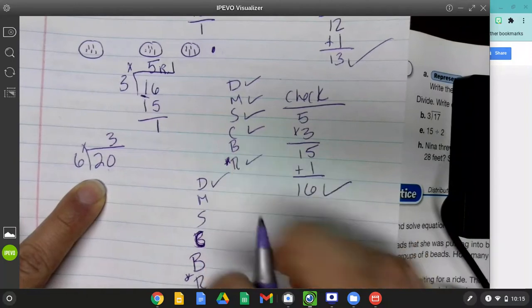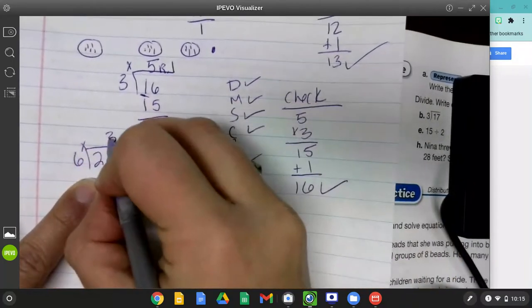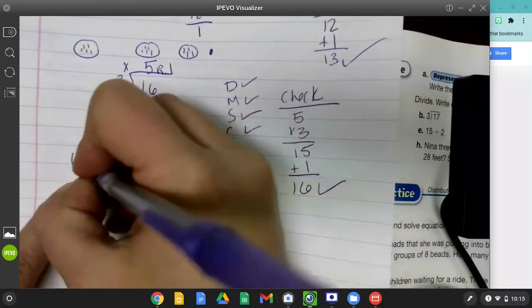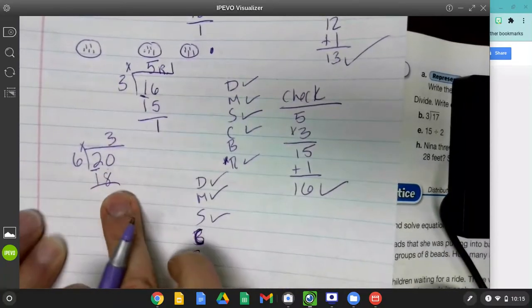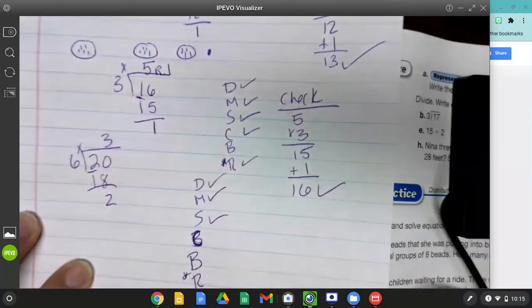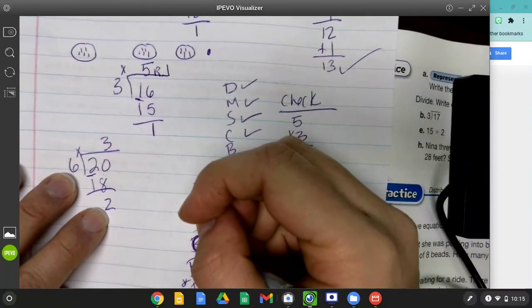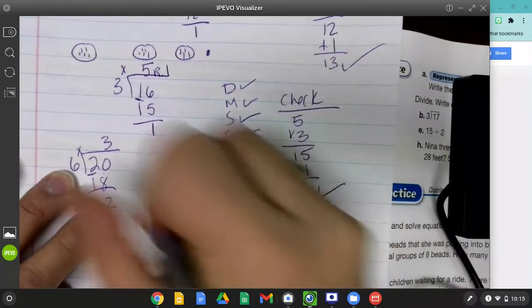Okay, and I know 6 times 3 is 18. So that's my multiplication. 3 times 6 is 18. We write it there, and then we subtract. 20 take away 18 gives me 2. I compare. Is 2 less than 6?